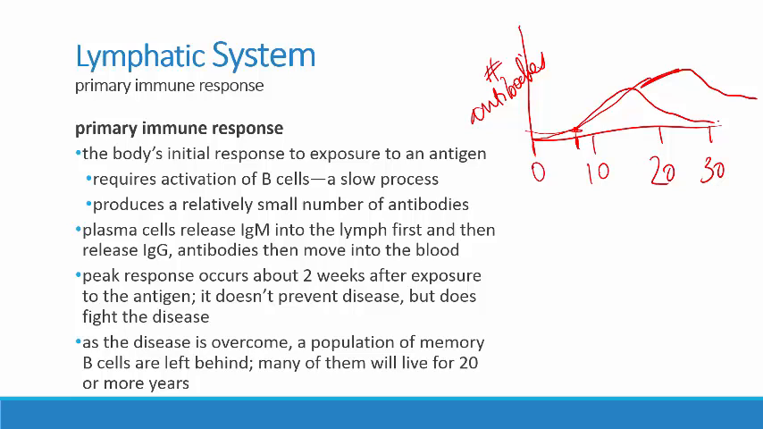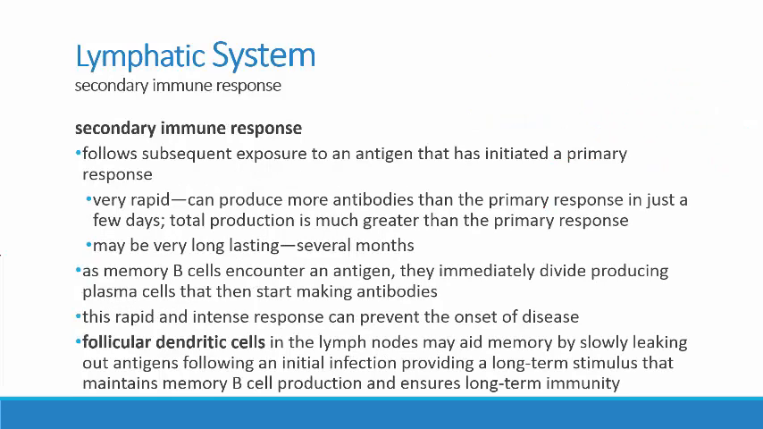But remember, we produce memory cells. So we produce memory T cells and memory B cells. And many of those memory cells will be able to live for 20 years. Some of them can live for even more. So it just depends. And so the next time that we encounter one of these antigens, what happens next is what's called a secondary response. It's a chance for these memory cells to get involved.